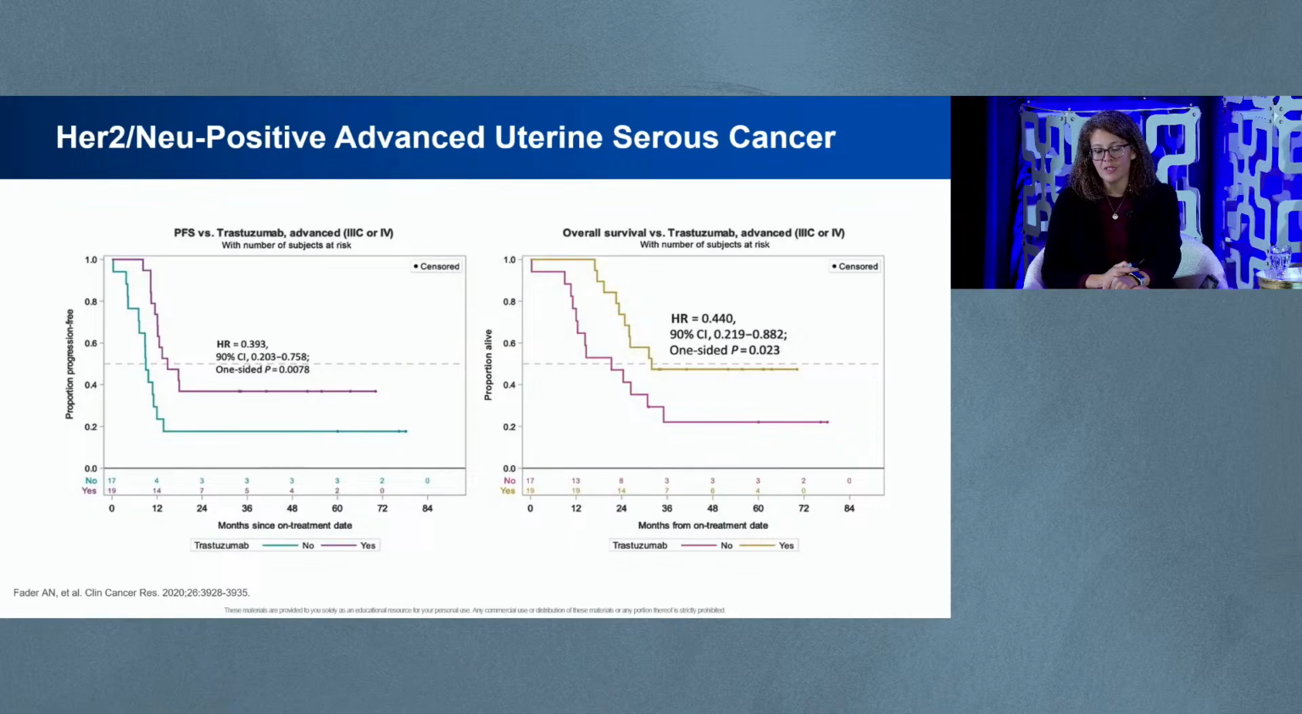And as you can see, the addition of trastuzumab to Taxol carbo, followed by trastuzumab maintenance, improved both progression-free as well as overall survival in these patients with a high-risk advanced disease. So again, an important reason to do this testing up front.